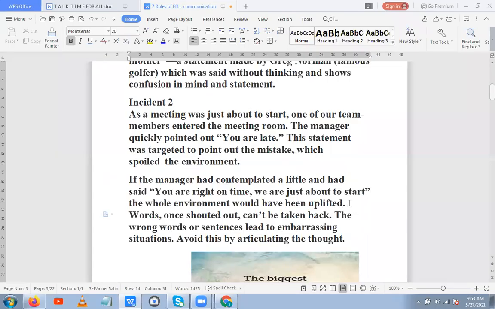Words once shouted out can't be taken back. The wrong words or sentences led to embarrassing situations. Avoid this by articulating the thoughts.